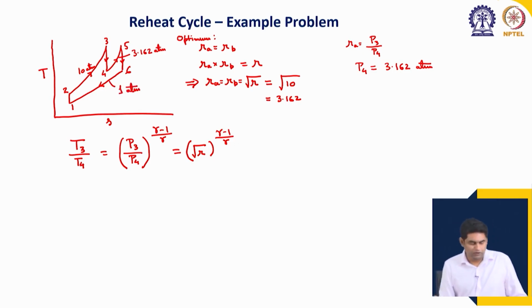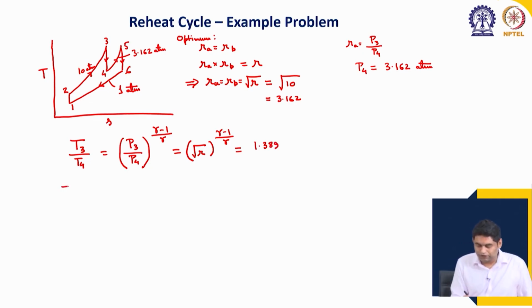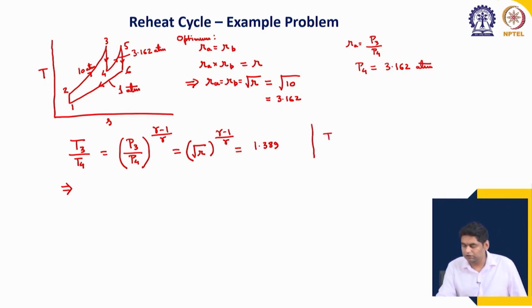Okay, good. So, this comes out to be equal to 1.389, from where we get the value. So, remember T3 is equal to 1500 Kelvin. Okay. Let us write down on the side. T5 and T3 both are equal to T max, which is 1500 Kelvin.